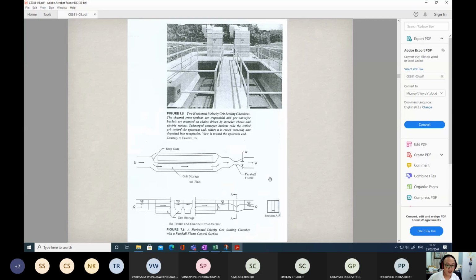Okay, so just come back to the grit chamber. How does it look? Basically, the grit chamber is just a rectangular chamber. So I'm talking about the conventional grit chamber.